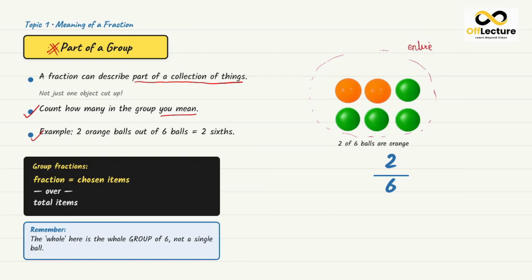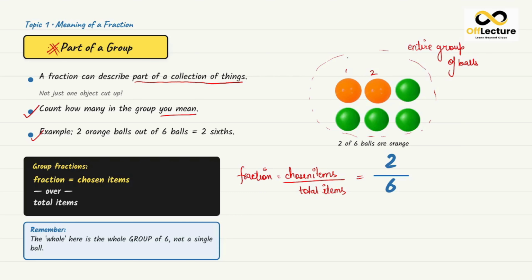So there are 6 balls, out of which 2 are orange and the rest 4 are green. So if we want to write the fraction of it, how will we write it? We will write the chosen items, that is the orange balls, over total items, which becomes 2/6. Okay.